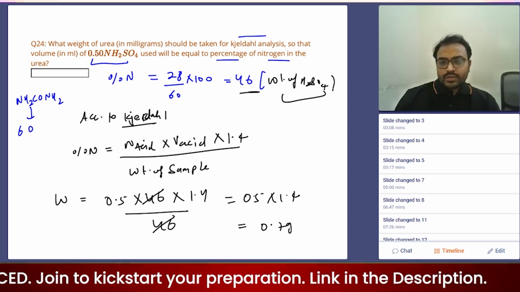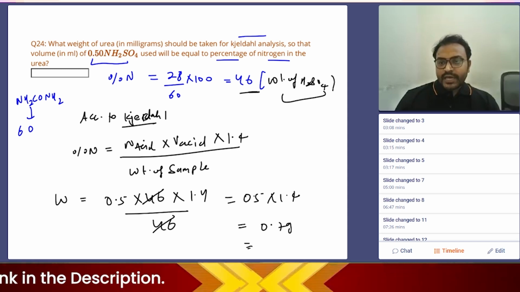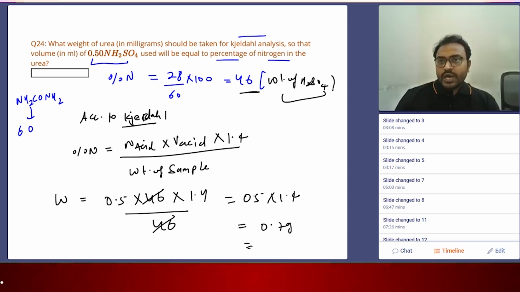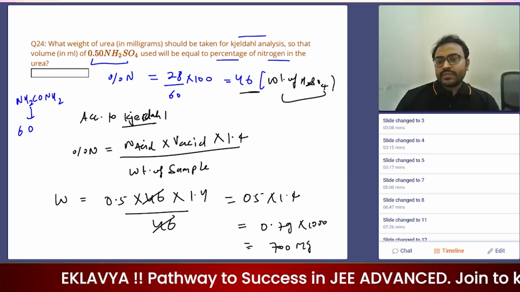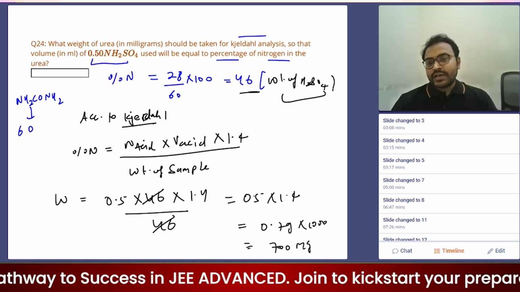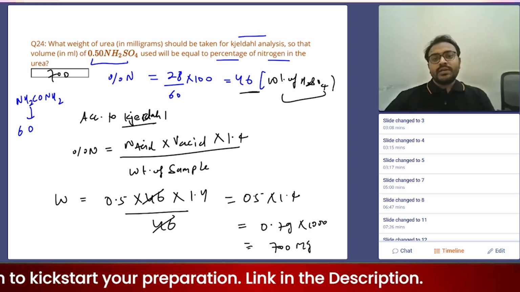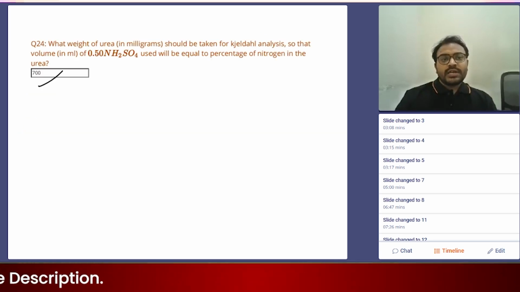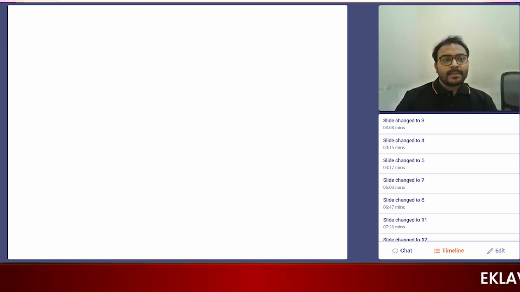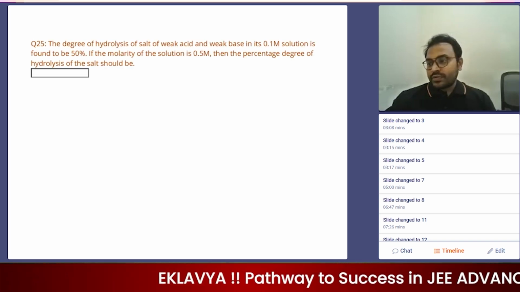But we have to calculate in milligram, so multiply by 1000. After multiplying with 1000, this value becomes 700 milligram. So the right answer we have is 700 milligram. This is the correct answer. I hope this question is clear to all of you.